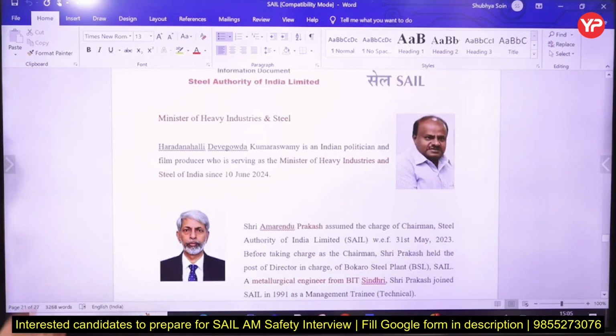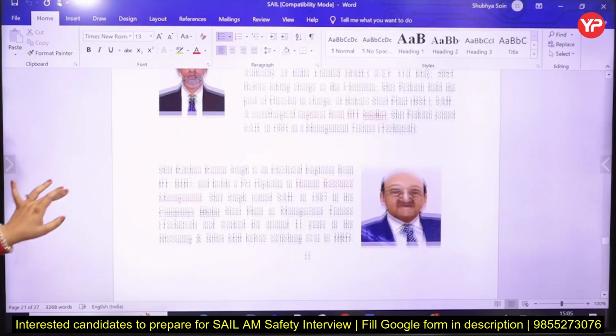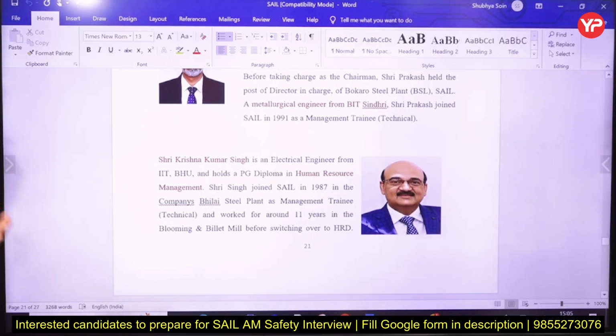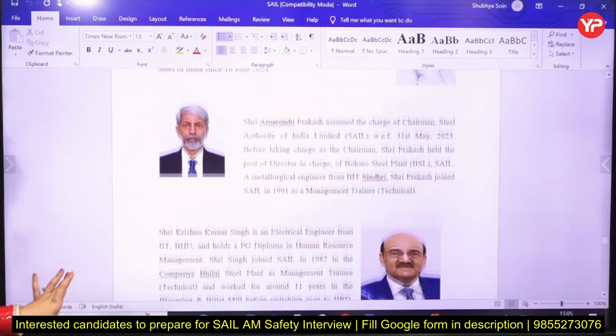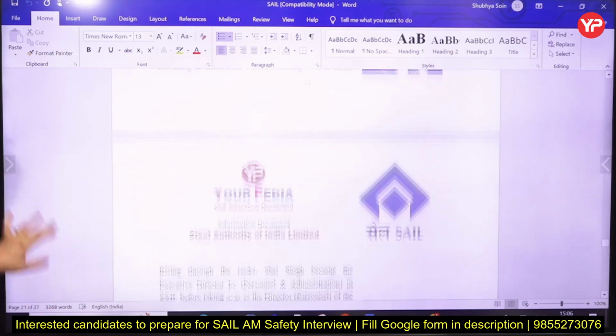Now, in the Centre, Ministry of Heavy Industries and Steel. So, who is currently in the management part? And who is the current chairman of Steel Authority of India, SAIL? He is an electrical engineer from IIT BHU. He holds a PG diploma in resource management, and he joined SAIL in 1987 at Bhilai. So, about the management part, you should be very well aware of these things.